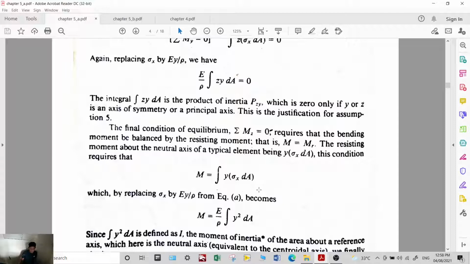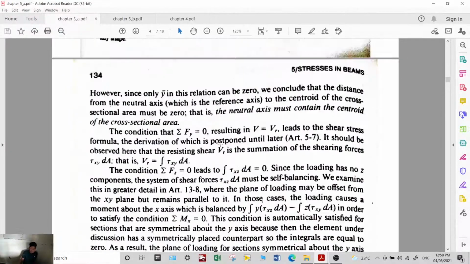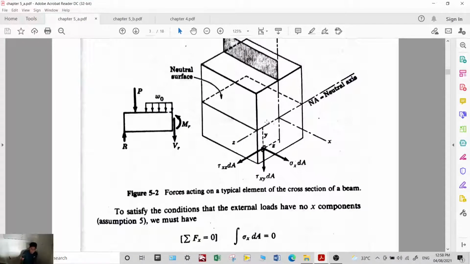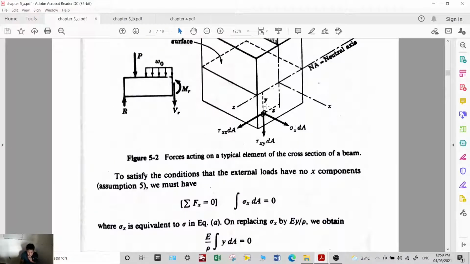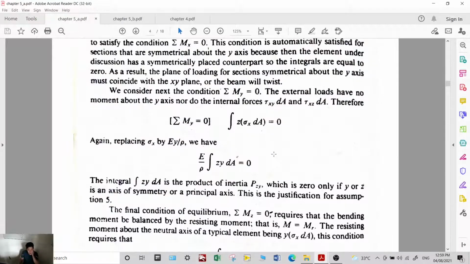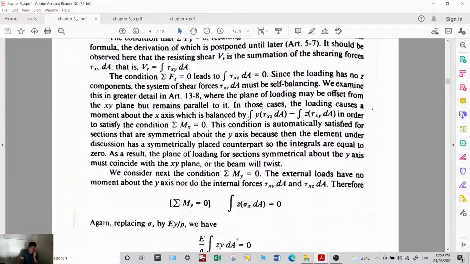And then, when he took the moment along z, okay, moment along z, now in this diagram, what causes a moment along z? For the first one, it is inline so there is no moment arm. For the other, it is the integral of sigma x dA times y, no?